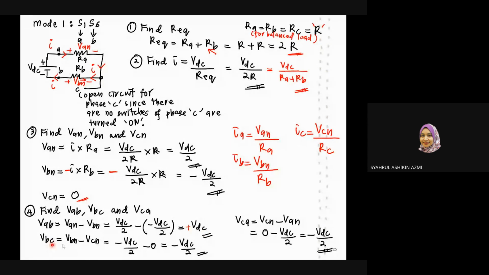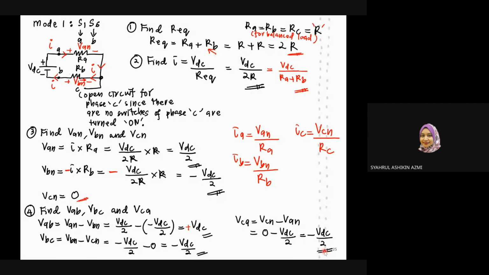VBC is VBN minus VCN. VBN from step number 3 is negative VDC over 2, minus VCN, which is 0, so you get negative VDC over 2. VCA is VCN minus VAN. VCN in step number 3 is 0, minus VAN, which is VDC over 2. So 0 minus VDC over 2 gives negative VDC over 2.